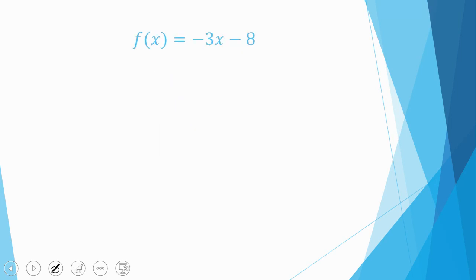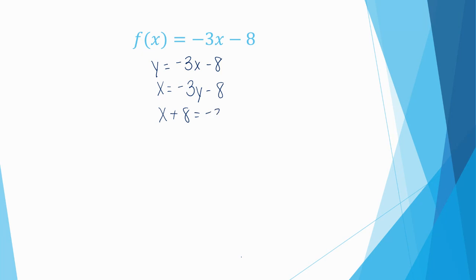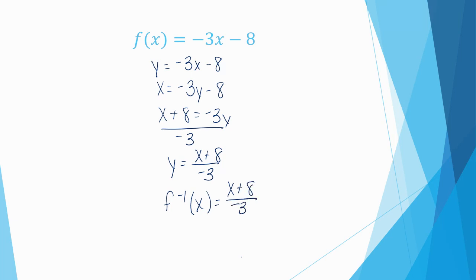Let's look at one more here. This time I've got negative 3x minus 8. I'm going to follow the steps again. I'm going to replace. I'm going to exchange. I'm going to solve to get y by itself. And then my last step, as always, rename this inverse function. And it's x plus 8 over negative 3.